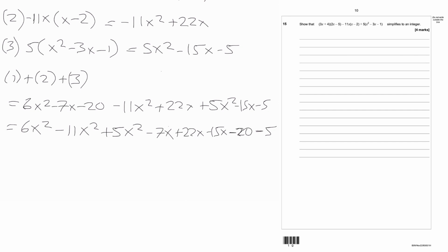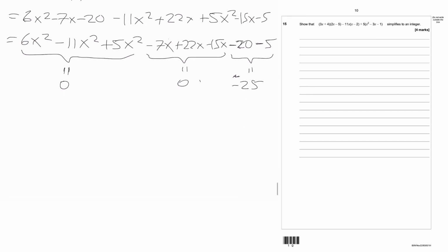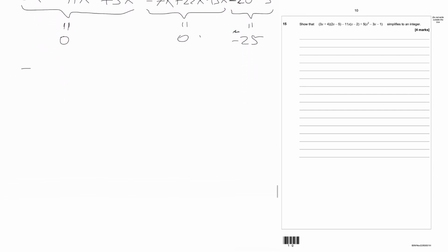So if we go through each of those parts, for the x squared terms, we have 6x squared minus 11x squared plus 5x squared, that's 0. We have minus 7x plus 22x minus 15x, that is also 0. And lastly, we have this minus 25 on the end. So we can see, in fact, that this does simplify to minus 25, which is an integer.